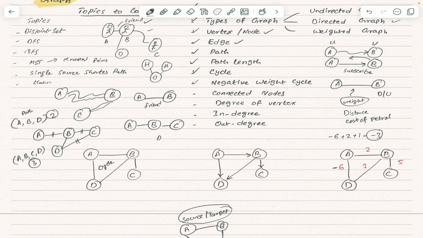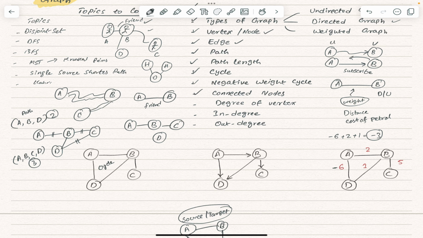And if I draw D here, it is an unconnected node. In that case, A, B, C are connected, but D is not connected. That's also a difference between a tree and a graph: in trees, every node should be connected, and in a graph, there could be some node which is not connected with the others. When everyone is connected, we say all those nodes are connected nodes.